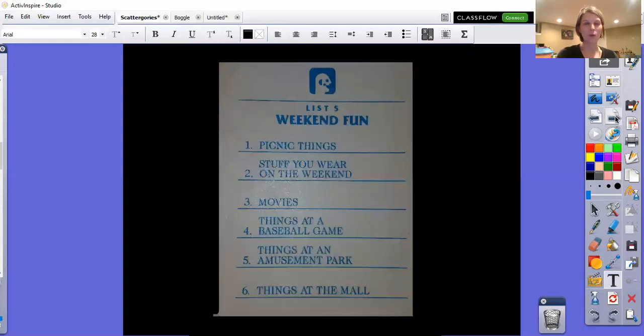List five, weekend fun. Number one, picnic things. Two, stuff you wear on the weekend. Three, movies. So that'd be like a title of a movie. Four, things at a baseball game. Five, things at an amusement park, like Idlewild or Kennywood. Six, things at the mall.